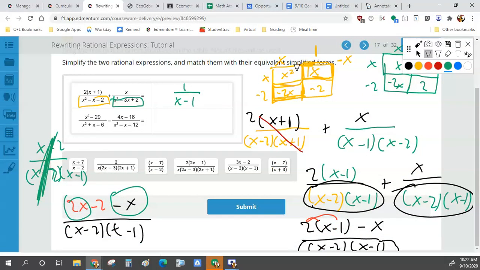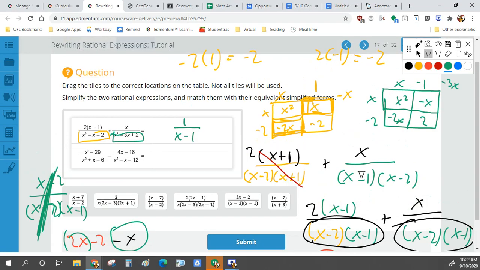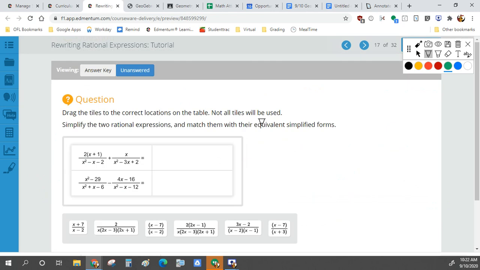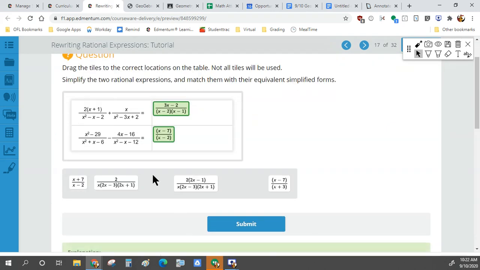2x minus x plus 1, x plus 1 canceled. This x minus 2, x minus 1. Okay. Multiply the top and bottom, x minus 1, x minus 2, x minus 2. Should be right, but it looks like the book didn't do it all the way simplified. 3x.